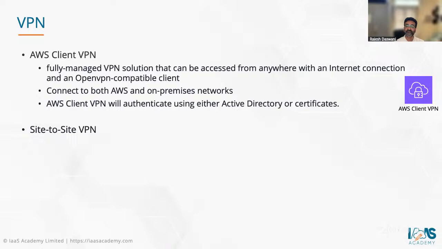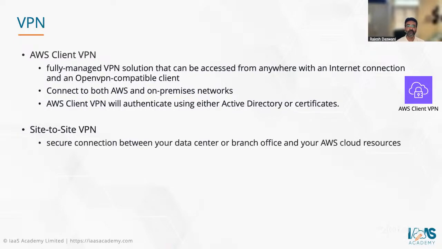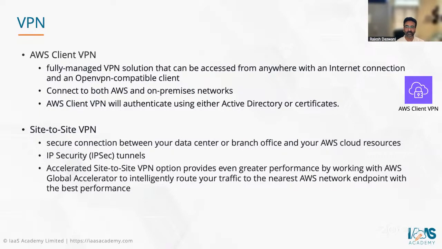You also have site-to-site VPNs. This is where you have a more permanent VPN connection between your on-premises location and your VPC. So this is a secure connection between your data center or branch office and your AWS cloud resources. It uses IP security, or IPsec, tunnels. And you can also have the Global Accelerator to intelligently route traffic to the nearest AWS endpoint with best performance.